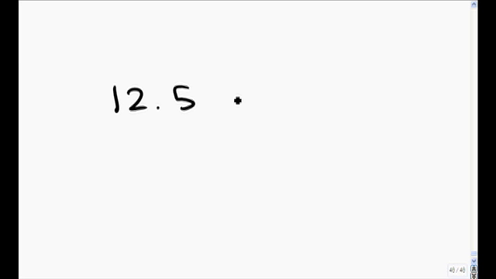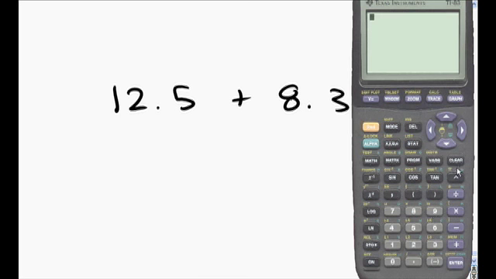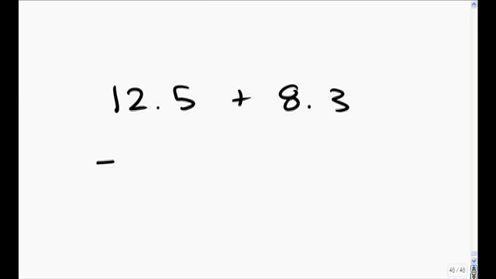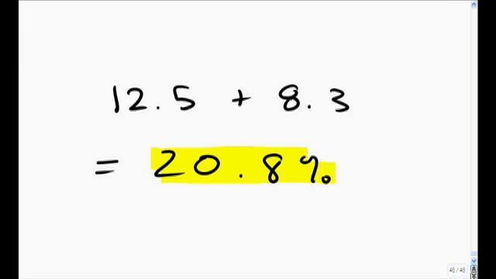12.5 plus 8.3 is 20.8. 20.8% of the class has at least 2 children.